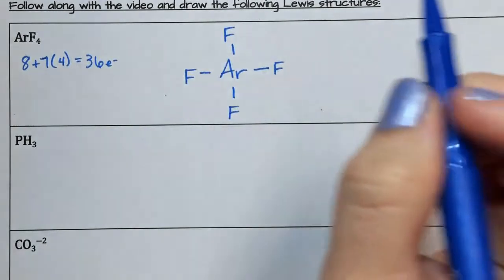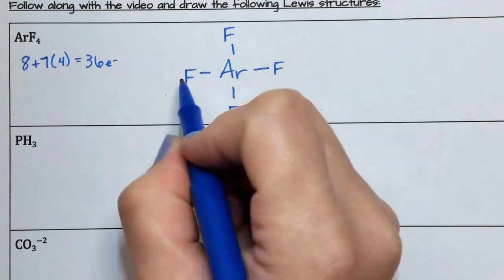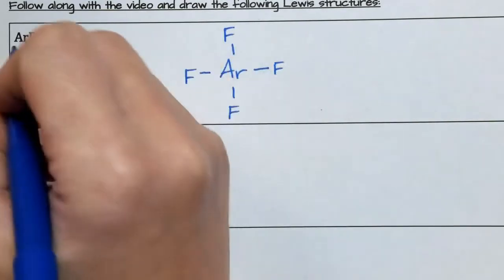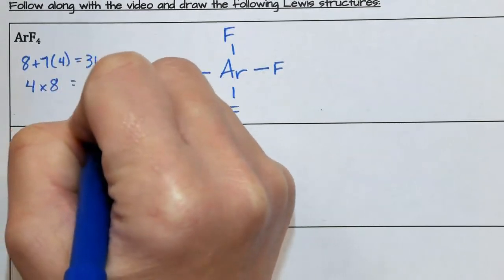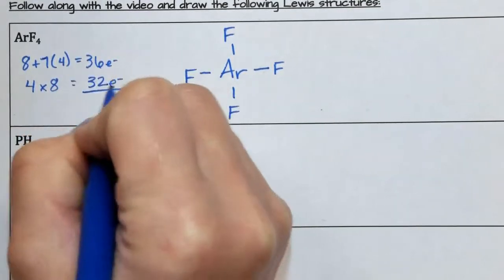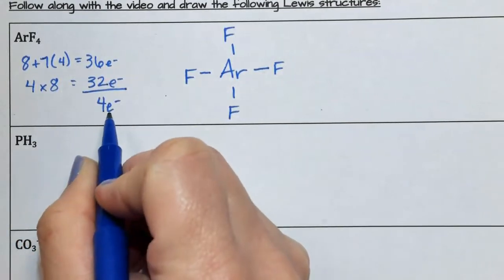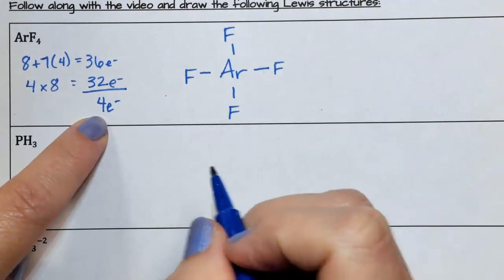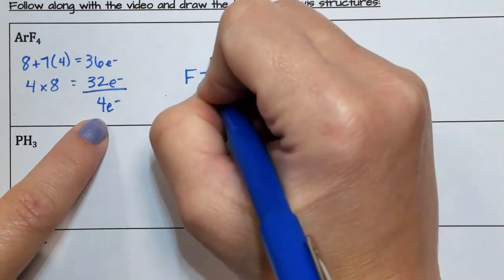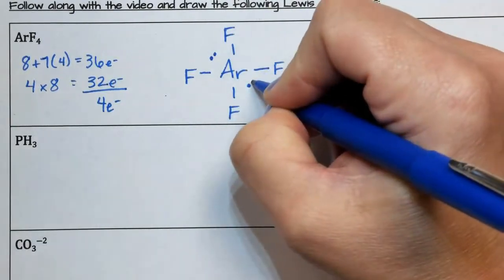Next, I'm going to take the total number of surrounding atoms, which is 1, 2, 3, 4, and I'm going to multiply that times 8, and that gives me 32 electrons. I'm going to subtract these two, and that tells me how many electrons go on my center atom. I need a total of 4, and they should go on as pairs. So I have one pair here, and I'll put the other pair on the other side.